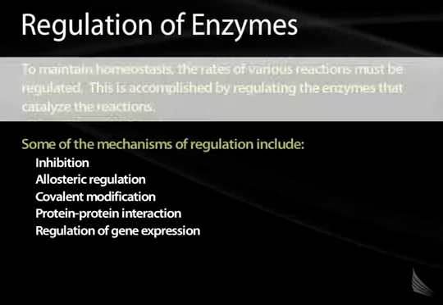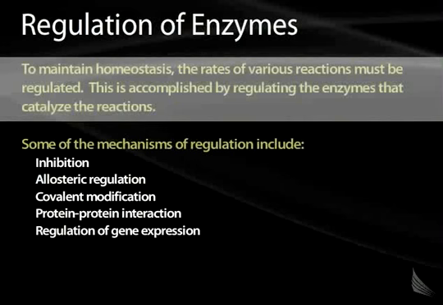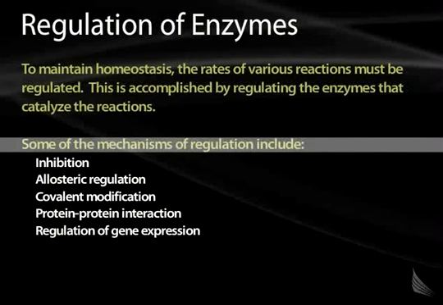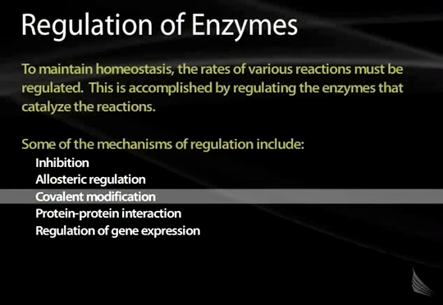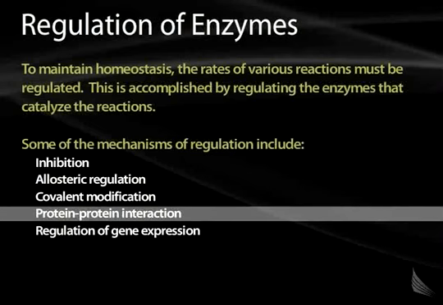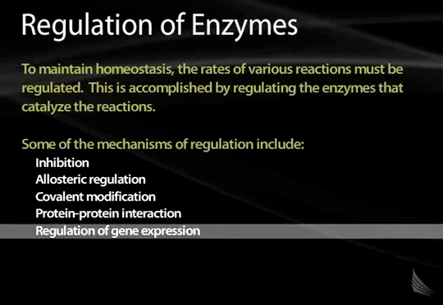Now we've been talking about rates and how enzymes control rates of chemical reactions. Now you can imagine that if you want your body to function properly, if you want it to be adaptable to different situations, you want to be able to regulate the rates of various reactions. And so this is accomplished by regulating the activity of the enzymes which catalyze those reactions. Now there's a lot of different ways that enzymes can be regulated, but some of these are inhibition, allosteric regulation, covalent modification, protein-protein interactions, and you can also regulate it simply by regulating the amount of enzyme, by regulating the gene expression from which that enzyme is produced.